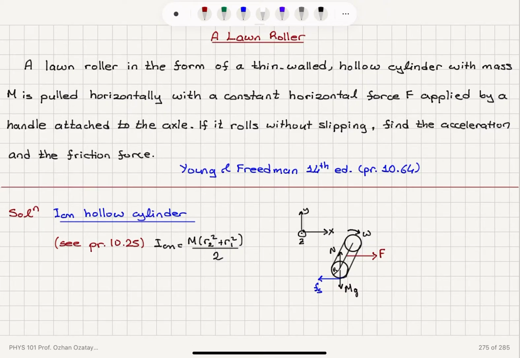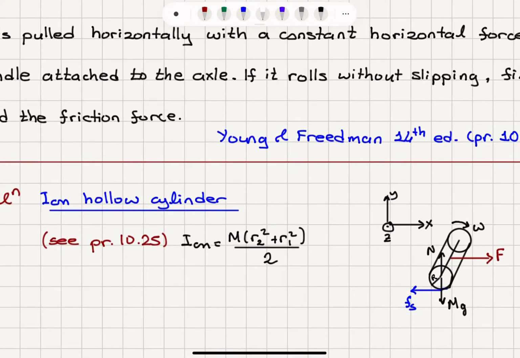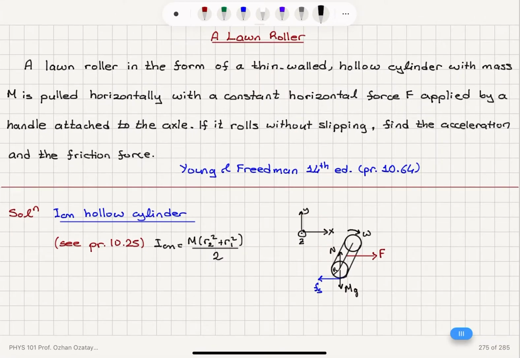Okay, so first of all, hollow cylinder, what is the moment of inertia? The hollow cylinder has an inner radius R1 and outer radius R2. If this is going to be a thin-walled cylinder, for the case of a thin-walled hollow cylinder, we will have these two radii equal. R2 and R1 are equal to capital R, so you can see that the moment of inertia becomes R squared plus R squared over 2, so it's MR squared.